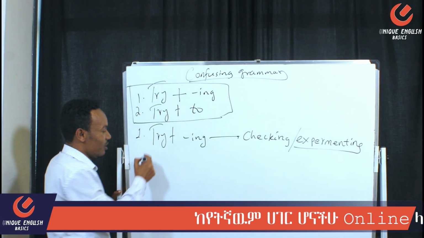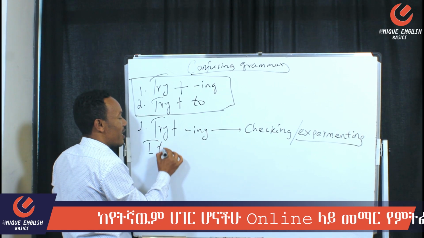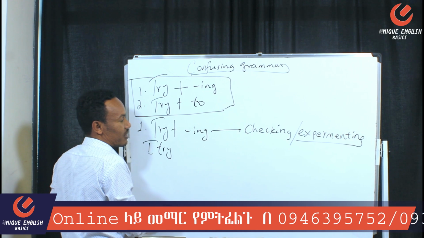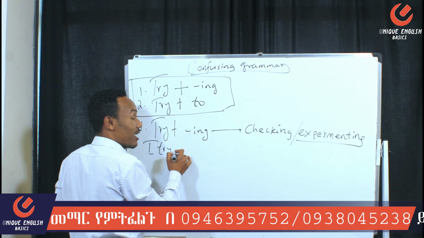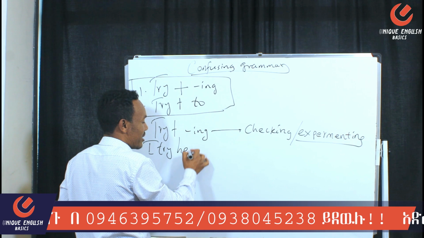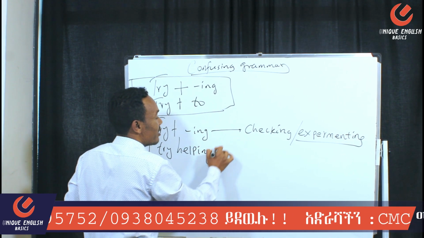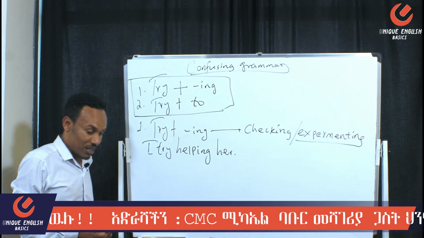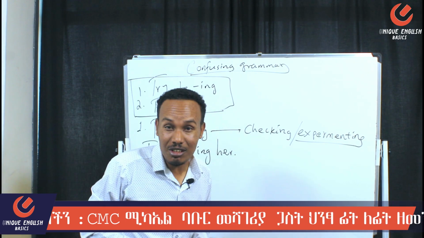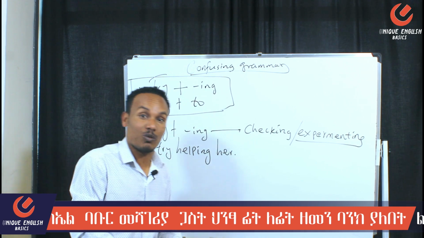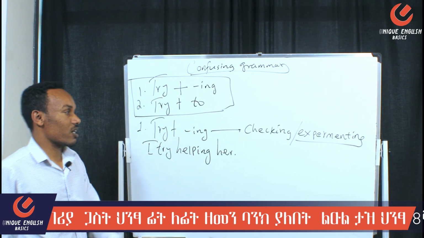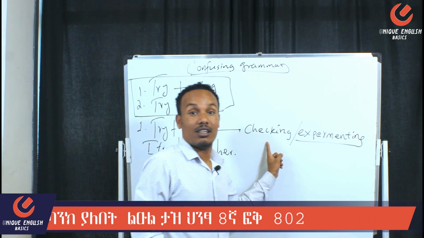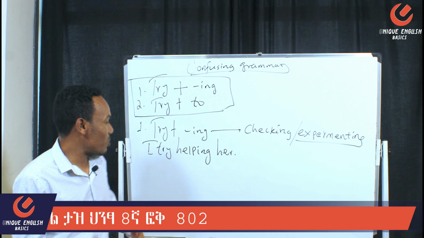For example, I try, but see, I try. Just understand this. I try what? Helping her. What is the meaning of I try helping her? Does it mean I attempt to help her, or something else? When try is followed by ing, what's the meaning? Checking or experimenting. Therefore, I try helping her.